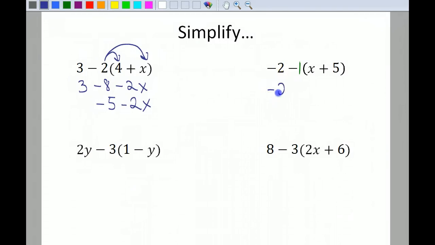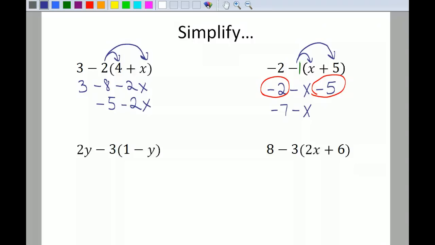So I'm going to drop down my negative 2. Now I'm going to distribute this negative 1. Negative 1 times positive x gives me a negative x, so I'm going to just write it as minus x. Negative 1 times positive 5 is minus 5. Now I'm going to combine my like terms. Negative 2 minus 5. The signs are the same. I'm going to add and keep the sign. So I have negative 7 minus x.